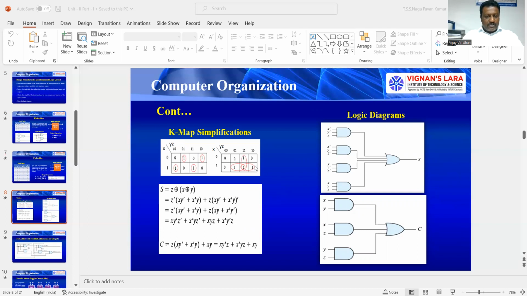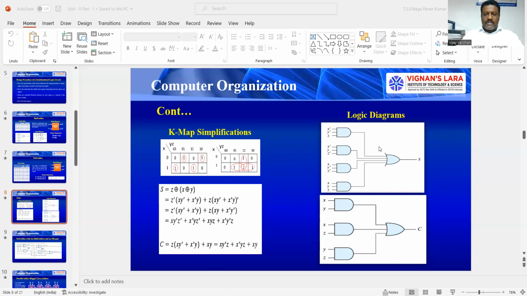But coming to the carry case, carry is 1 for 3, 5, 6, and 7. Here there is a possibility of getting 3 pairs. For this pair, the value is yz. For this pair, it is xz. And for this pair, xy. So this is your simplified expression. Okay, so this is the logic diagram for it: xy, xz, yz, all ORed together, giving the carry. And this is the logic diagram for our full adder circuit.